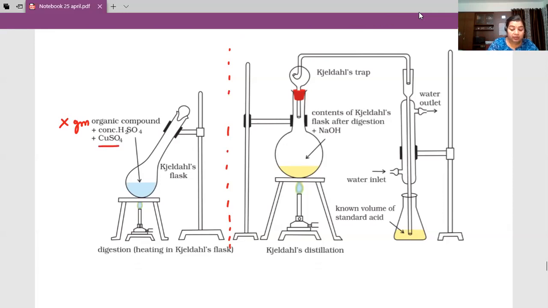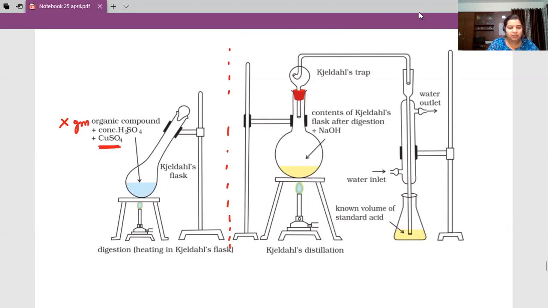Remember, copper sulfate is added. Okay, so here we add H2SO4, here we add copper sulfate, and we added our organic compound. Now we heat it very strongly. This H2SO4 is very corrosive.